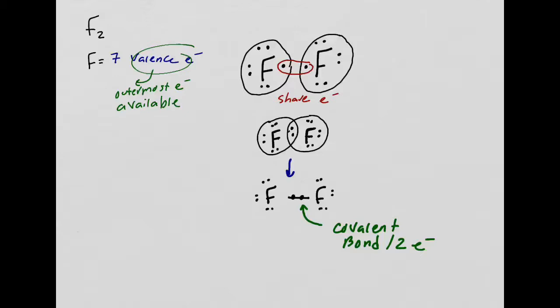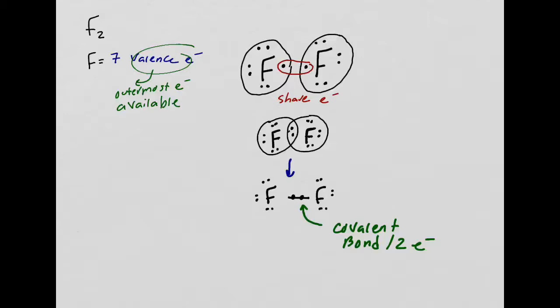Now, the other thing to consider: tell me how many electrons are around each fluorine right now. Let's count together. This fluorine right now has 1, 2, 3, 4, 5, 6, 7, 8. This fluorine over here has 1, 2, 3, 4, 5, 6, 7, 8. So each one, after sharing, has 8 valence electrons, okay?